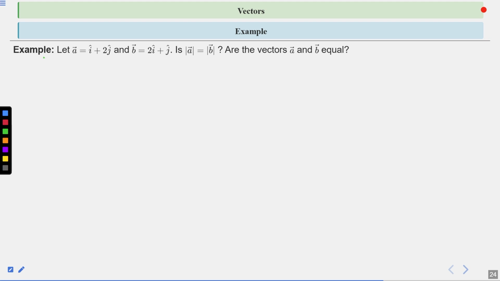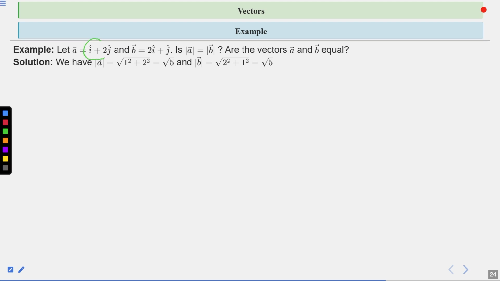So our first question: let a vector be equal to I cap plus 2 J cap and b vector be equal to 2 I cap plus J cap. Now what is the magnitude of a vector and magnitude of b vector? Are the vectors a vector and b vector equal? Please solve this question. The vectors a and b are given. So first of all we calculate the magnitude of a vector.